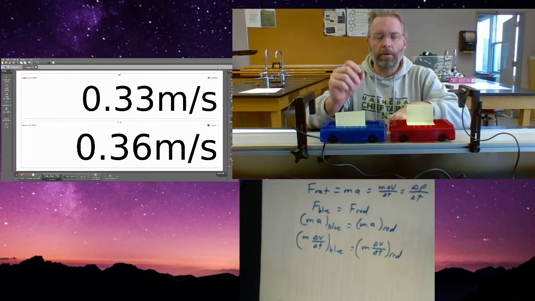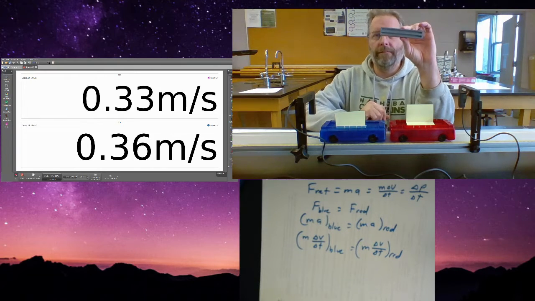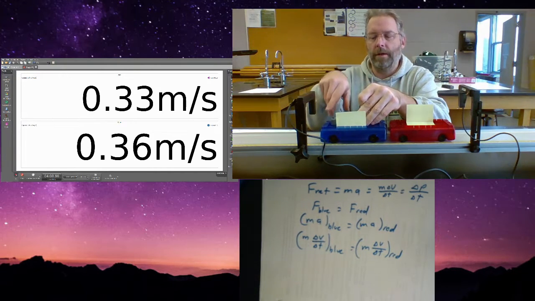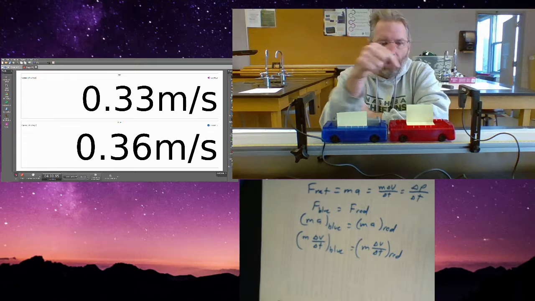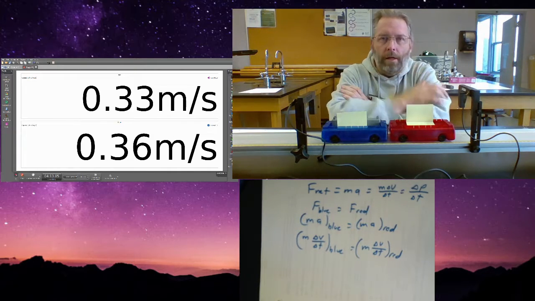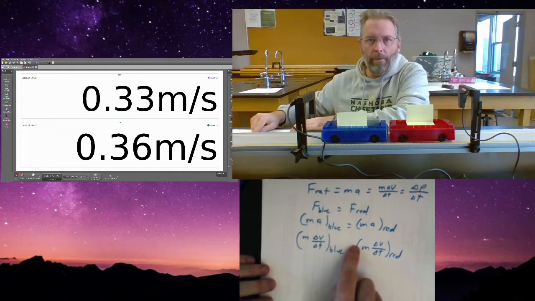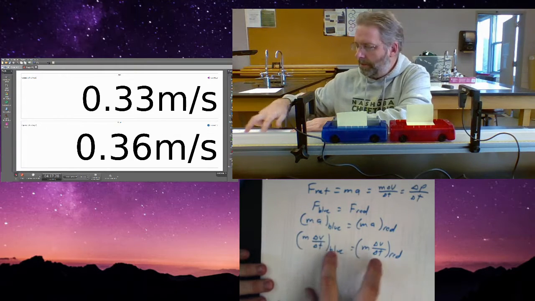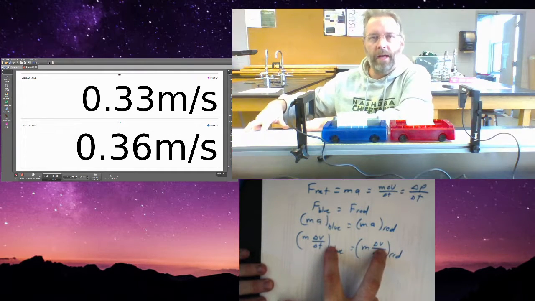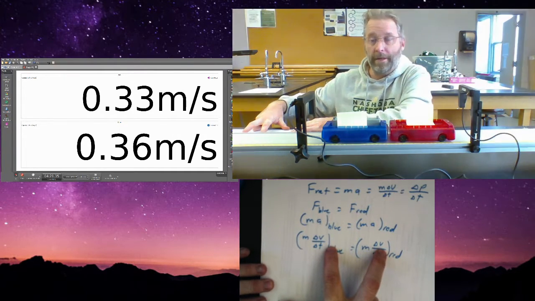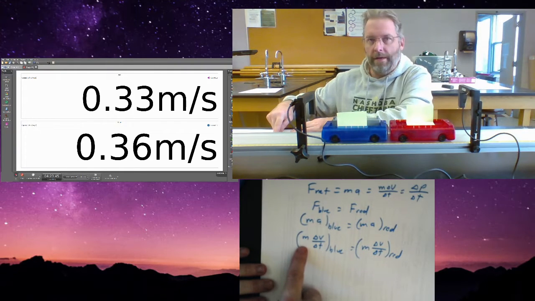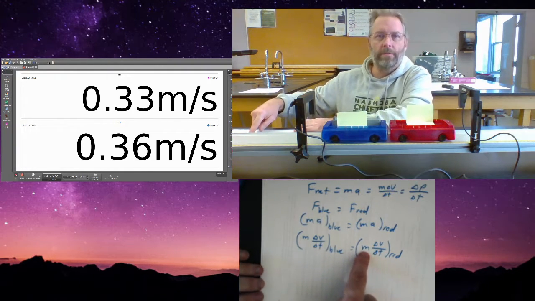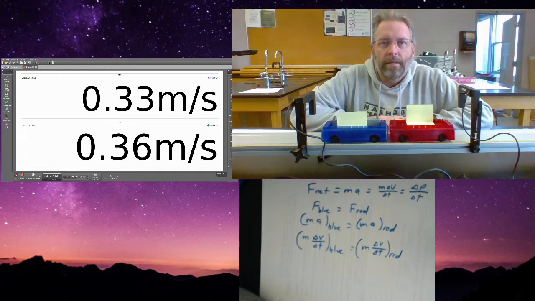So let's make the blue car a 250 gram mass. The car is 250 grams. So this is double the mass of the red car. So think about what we have here and how that's going to affect the velocity. Blue mass higher, red mass lower. What does that do to velocity? Think about it. Okay, let's find out.